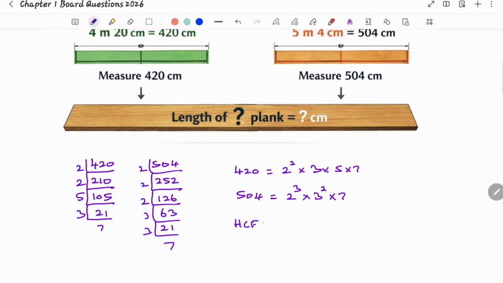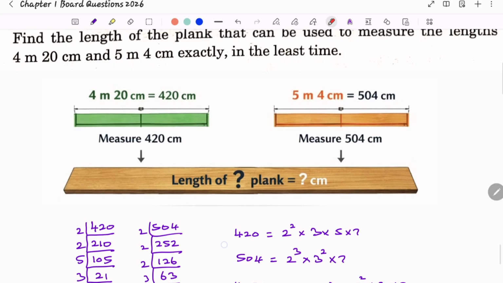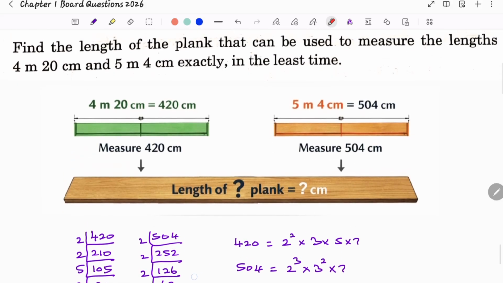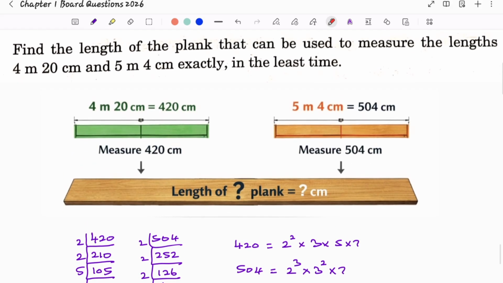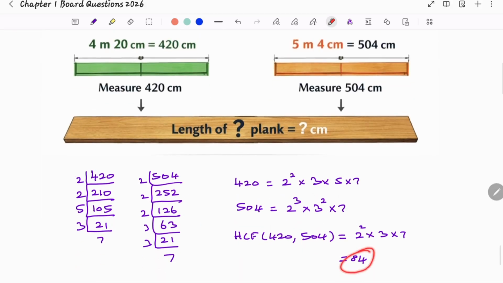So HCF of 420 and 504. To find the HCF, choose the common factors first. So here common factors are 2, 3, 7. So smallest power of the common factors: smallest power of 2 is 2, smallest power of 3 is 1, smallest power of 7 is 1. So 2 square is 4, 4 into 3 is 12, 12 into 7 is 84. So 84 is our required answer. So 84 is the length of the plank that can be used to measure the length of these two measurements exactly. So this is our final answer. Okay.